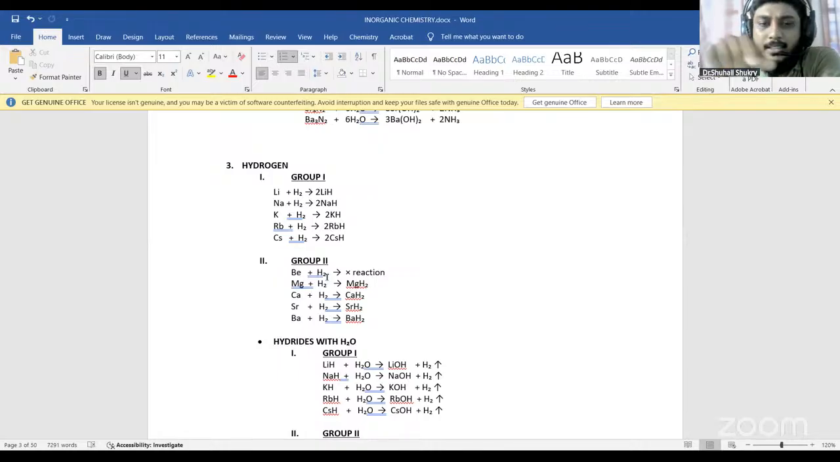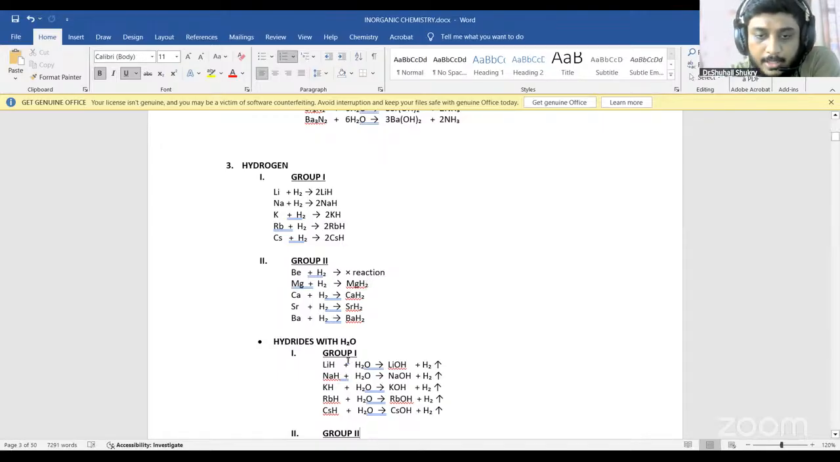So lithium also valency 1, hydrogen also valency 1. So LiH is the formula. Magnesium valency 2, hydrogen valency 1. So they make MgH2. So these are different. Right? So this is how group 1, group 2 people react with hydrogen.